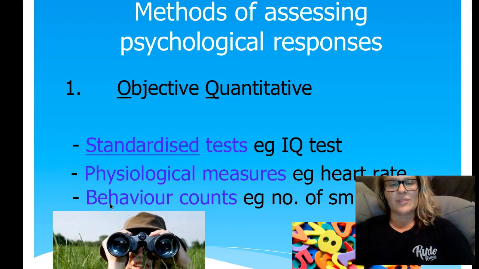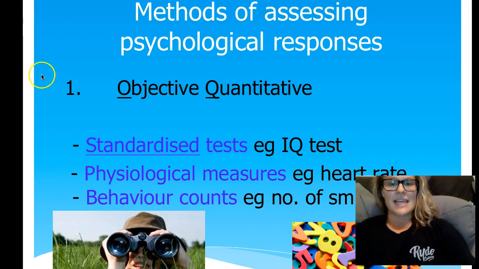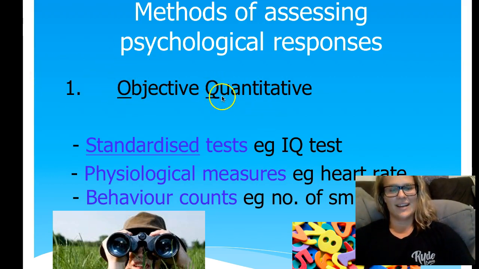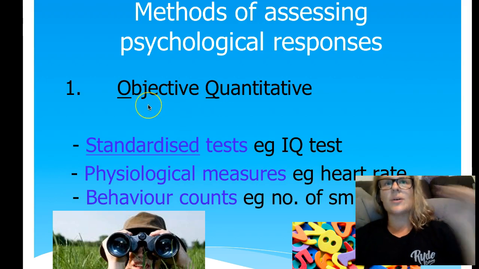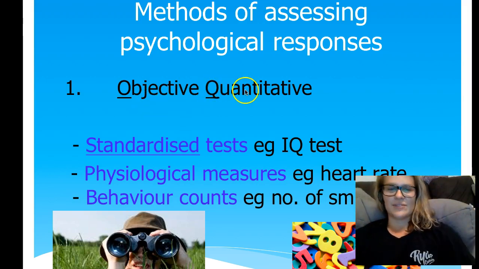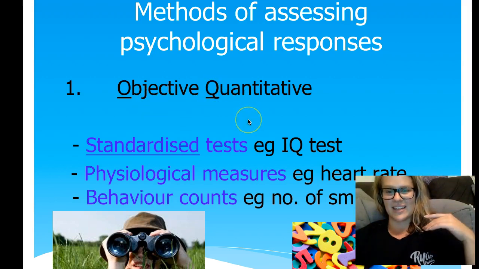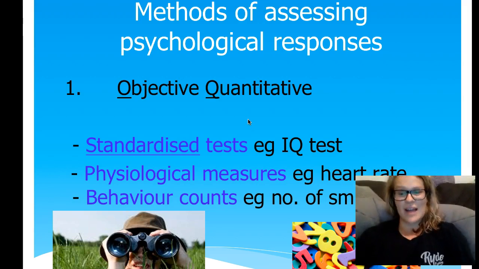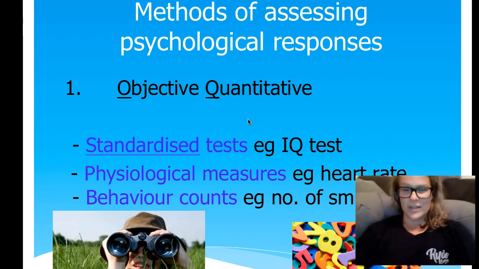So we've got objective, quantitative. Here I've underlined the O, and I've underlined... why did I underline the Q? I should have underlined the N. So observable, objective, quantitative, numerical. These are things like standardized tests, like IQ tests. They are all numerical.